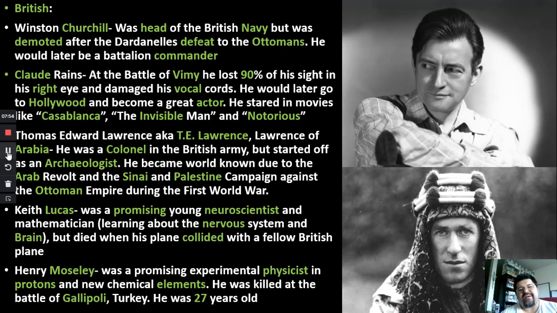All right, so let's talk about Britain. What famous people fought under World War One? Number one, Winston Churchill. Okay, some of these guys play a significant role later on in the future. Now, he was the head of the British Navy, but what happened was at the Battle of Dardanelles, he made a big mistake and basically underestimated the Ottoman Empire, and they were defeated very badly, very badly. And he was demoted, and he would later become a battalion commander.